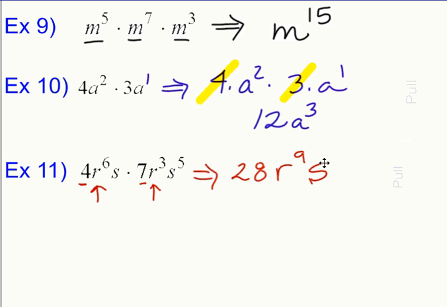We have some s's as well. So we're going to look here. Here there's one s sitting there all by itself. And here we have 5 more s's. All together, we'll have 6 s's.